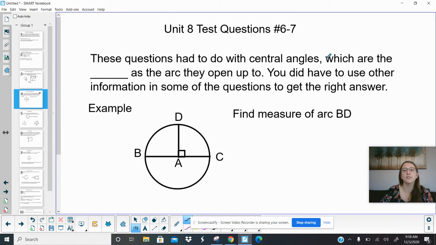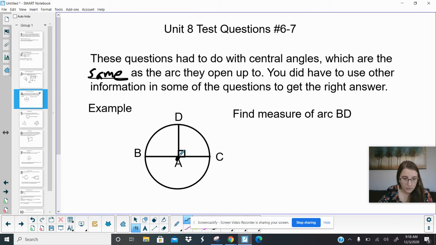So these questions have to do with central angles, which are the same. Guys, remember, central, same, as the arc they open up to. The tricky part with these questions, though, is there was one you might have gotten lucky on, if it was just straight, here's the angle, there's the arc, and you're done. But a lot of these questions, you had to use other information in the picture to get your answer. So here's an example of having to use other information.